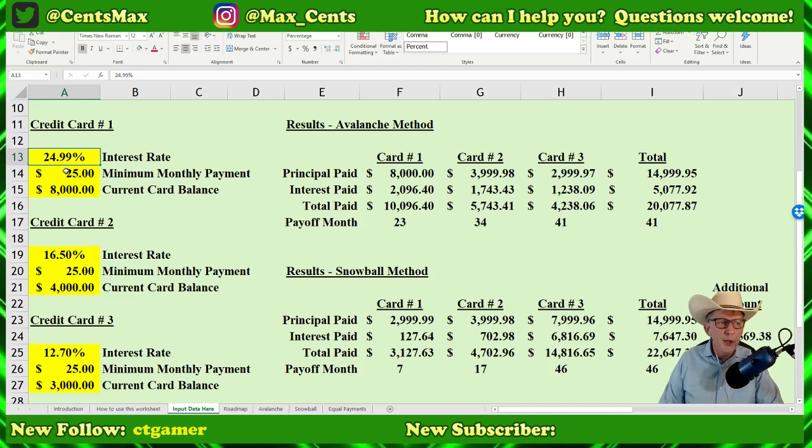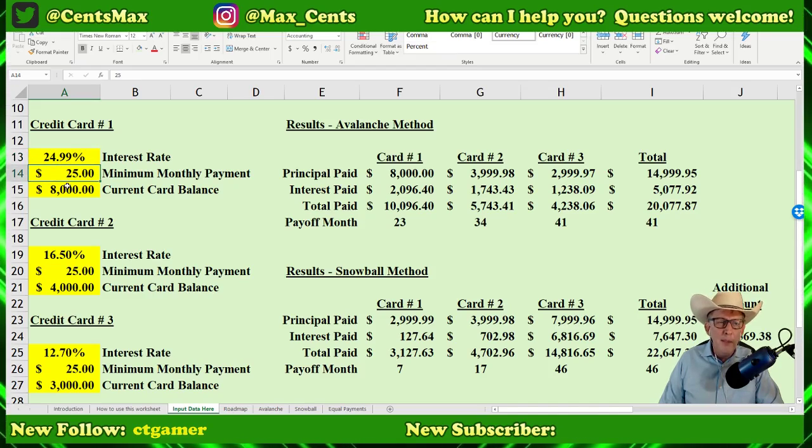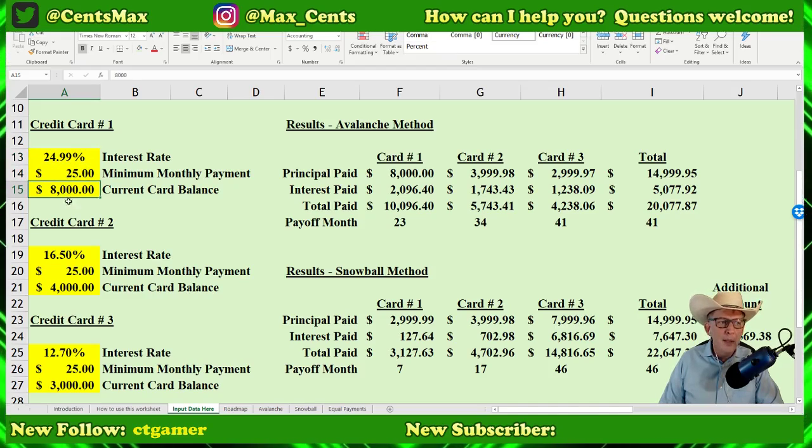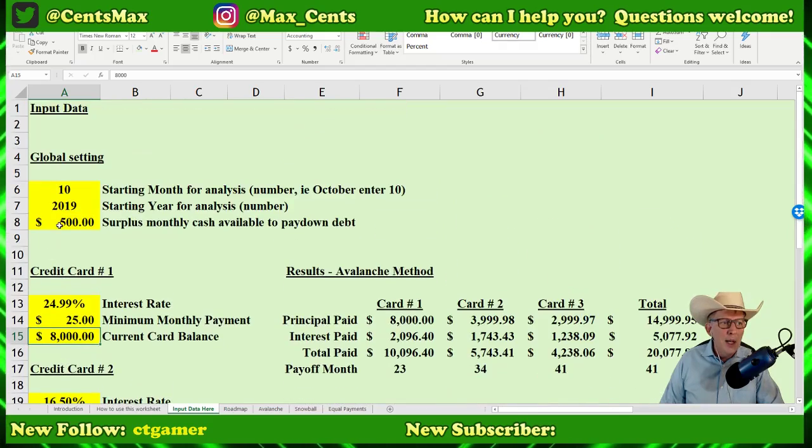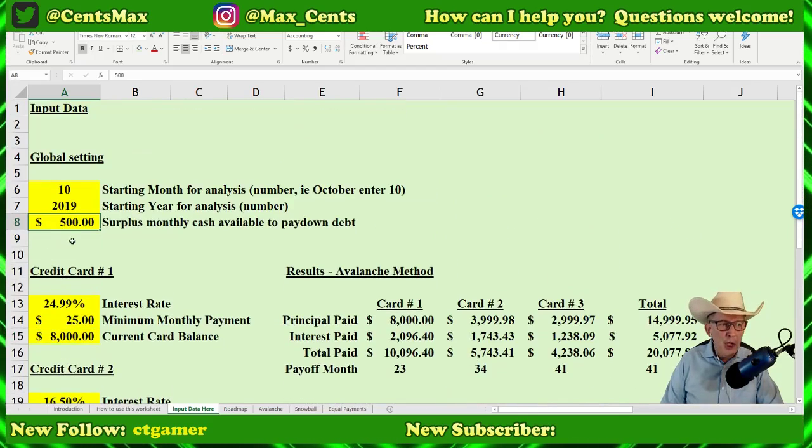So you'll put in your interest rate, your minimum monthly payment, and your current card balance. And you're going to do that for up to 3 cards here. And if you only have 1 or 2 cards, just put zeros in the one that you don't need to use. And there's a check here.